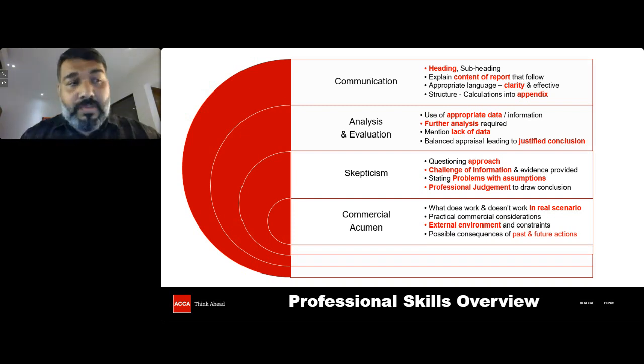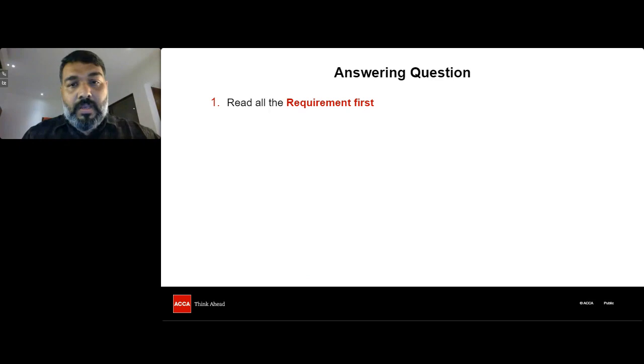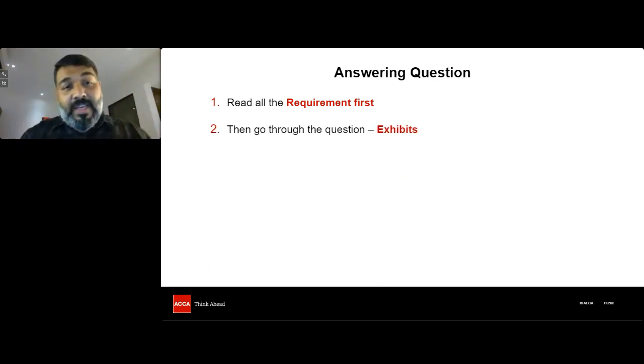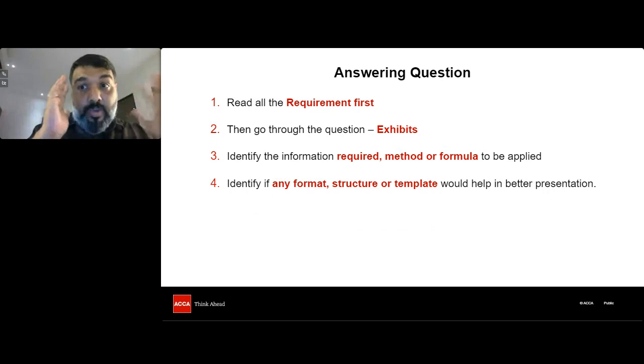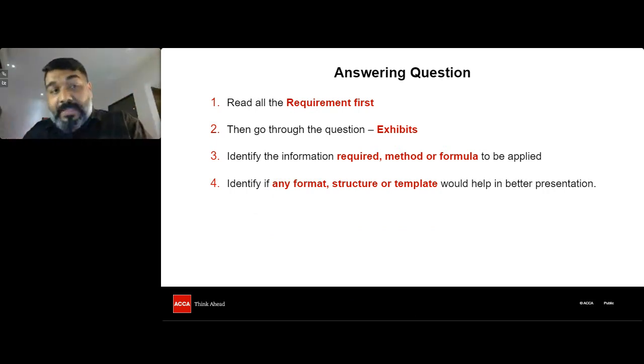So how are you supposed to answer? Your answer is supposed to be first the requirement, not the exhibit, and then you go through the exhibit one by one, finish the exhibit. As you read the exhibit, this is for requirement A, this is for requirement B, and think what method you're supposed to follow, what formula you're supposed to use, what should be the format, what should be the structure, should I go for any templates for better presentation. And then once you're done with all this, pick the appropriate response option, the word processor or the spreadsheet, and then start solving.